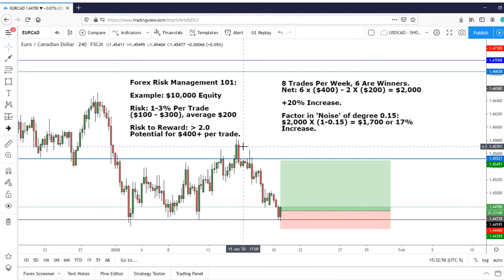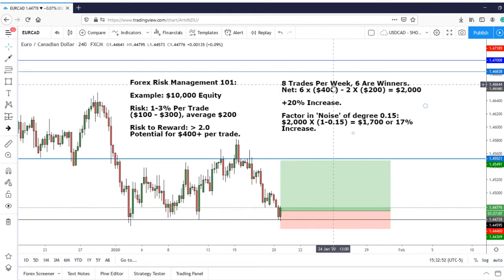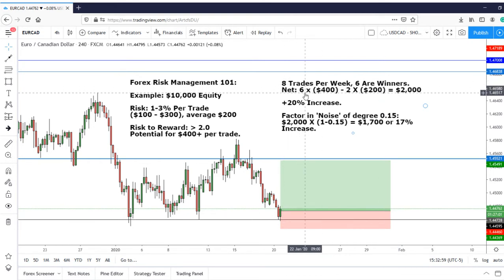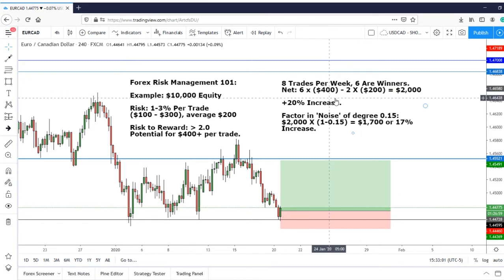Now let's do an example. Let's say 8 trades were called for the week and 6 are winners. That's around 75% accuracy. The net for that week will be 6 times the winning profit, which is 400, minus 2 times the losing amount, and that's 200, and that's a net of 2,000 for the week, and that's an increase of 20% on our $10,000 account.